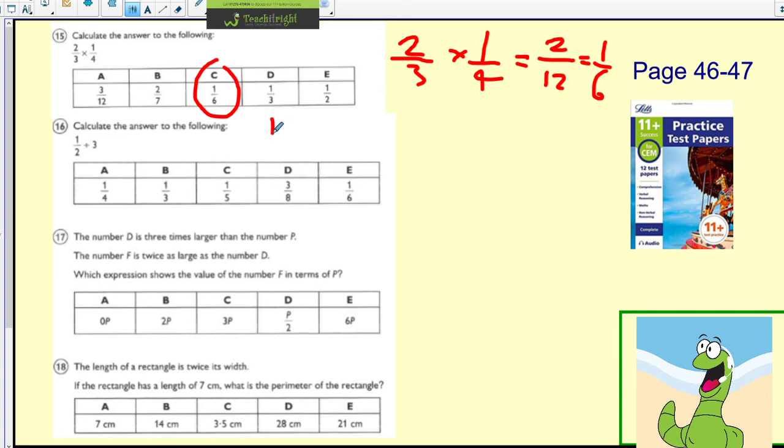Calculate the answer to the following. A half divided by 3. I'm actually going to choose to set this out like this: 3/1. And the reason is 3 divided by 1 is still 3, but it's just slightly easier to see.